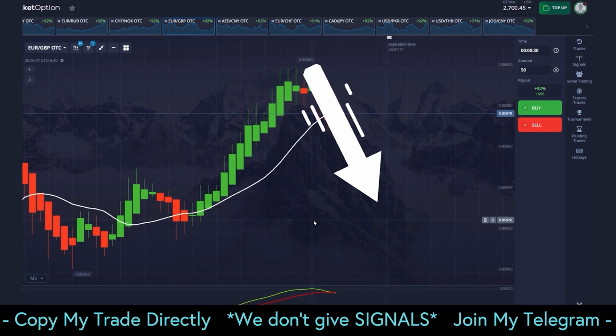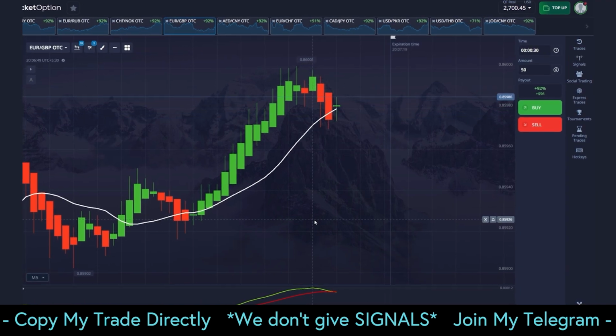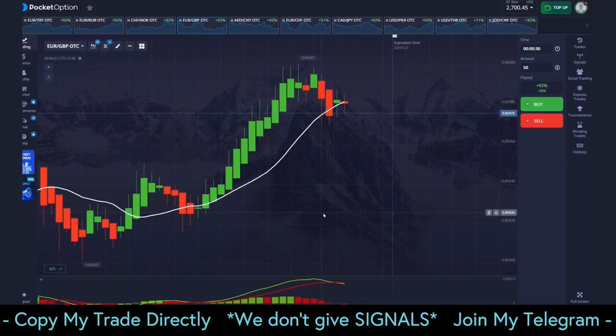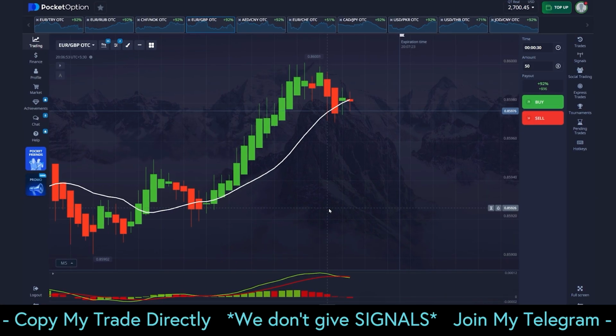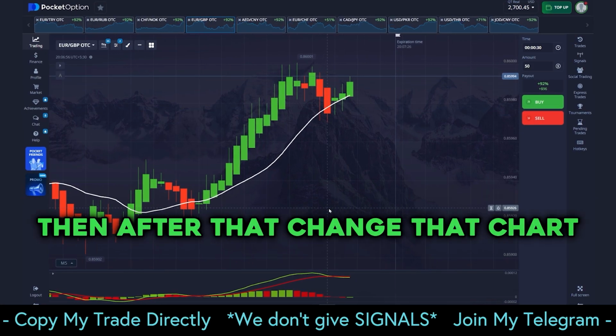Friends, now a downtrend may form in the market. So that is why I would say that if you get a good confirmation on any one chart and get the result, then after that change that chart.